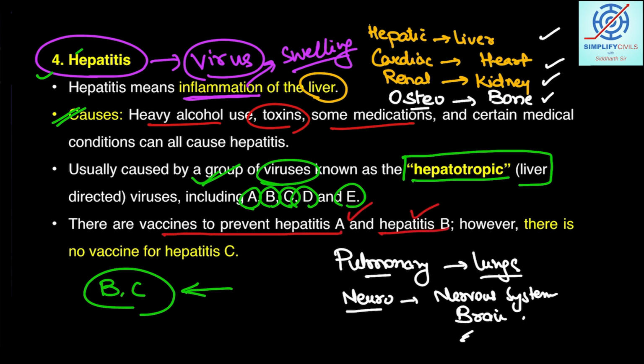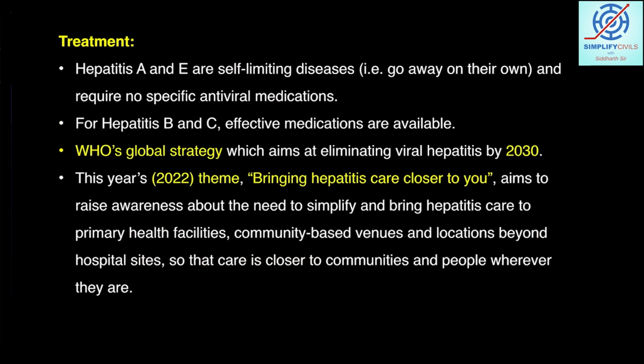but there is no such vaccine for hepatitis C. There is no vaccine for hepatitis C, and that is why the problem is very serious. Okay, if I give you some facts, hepatitis A is self-eliminating.